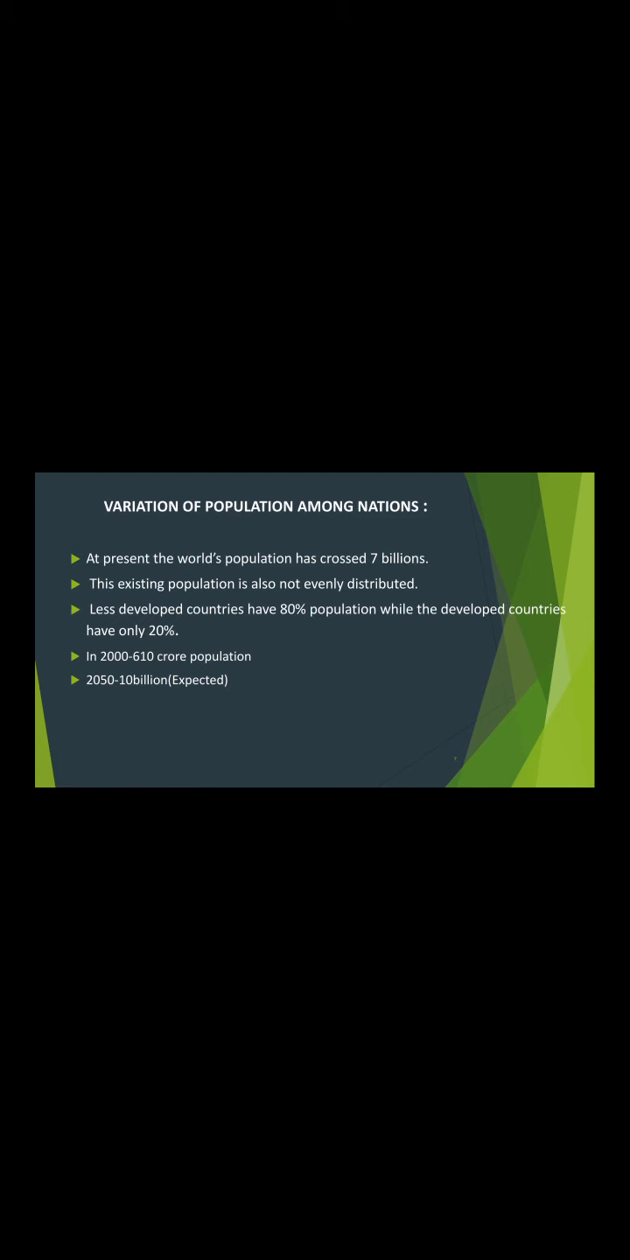Now we are going to see the variation of population among nations. At present, the world population has crossed 7 billion. When you look at the existing population, it is also not evenly distributed. Less developed countries have 80% of the population. At the same time, the developed countries have only 20%. In 2000, the population was 610 crore. In 2050, we are expecting the population may cross 10 billion.